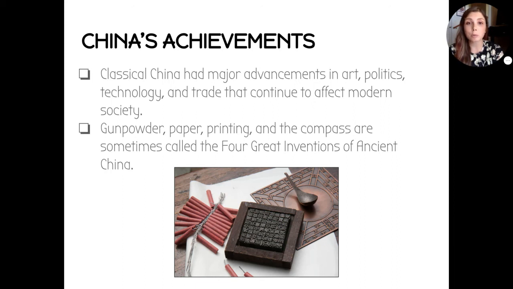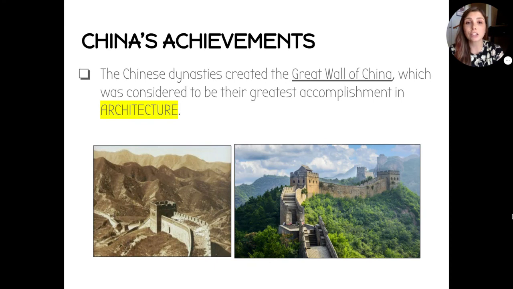Gunpowder, paper, printing, and the compass are sometimes called the 4 great inventions of ancient China, and we use all 4 of those things still in our life today. The Chinese dynasties created the Great Wall of China, which was considered to be their greatest accomplishment in architecture. It is one of the most notable structures in the world. And you can see pictures there of the Great Wall of China.